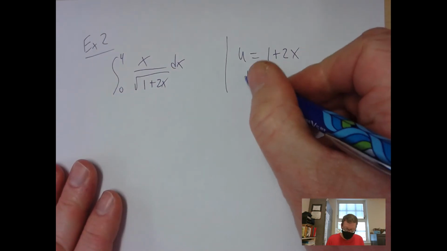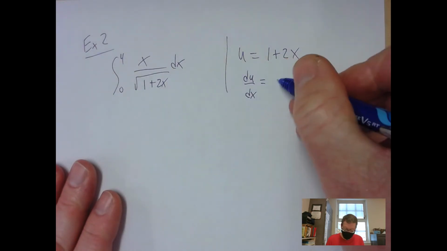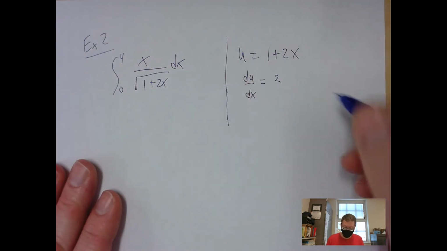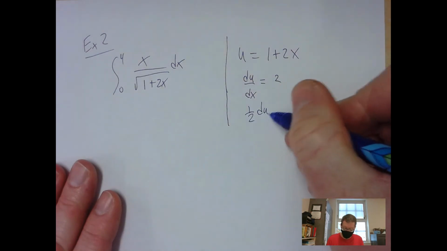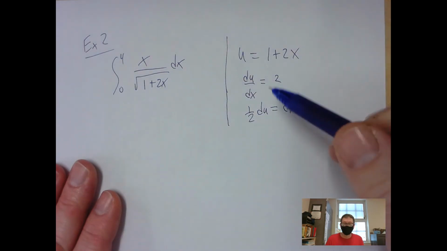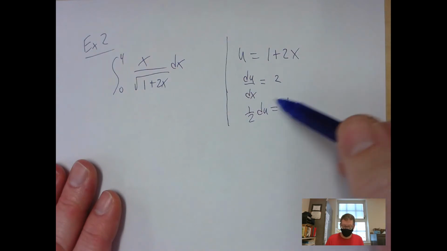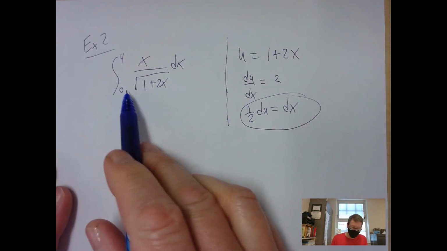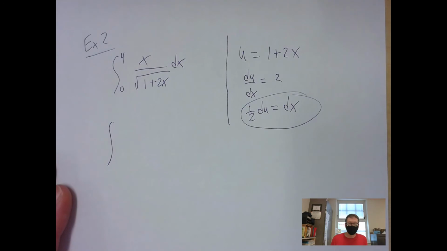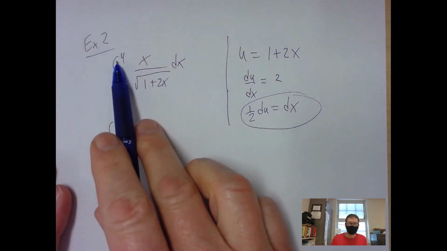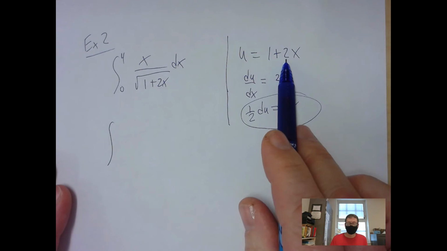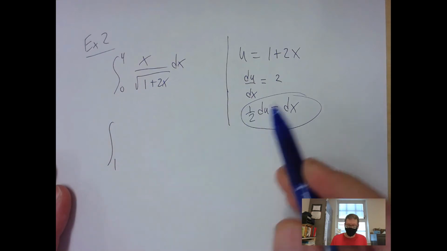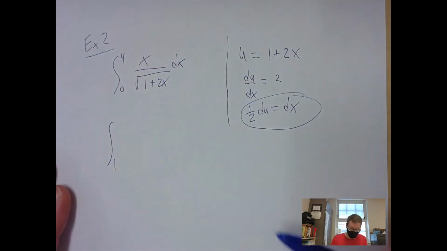Take the derivative. du dx is equal to 2. Double switch. 1/2 du is equal to dx. So I multiplied the dx over, I divided the 2 back. And I can switch the limits of integration. So here I go. Antiderivative. I put in 0. 0 is my first limit of integration. I put it in here. What do I get back? 1. Put 4 in here. 9. So I'm going 1 to 9.